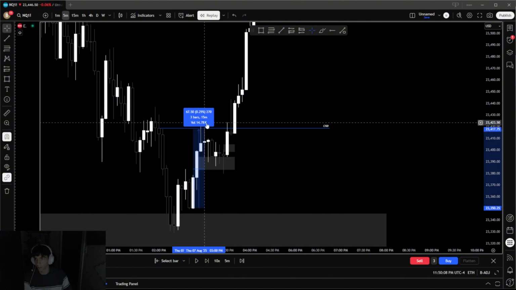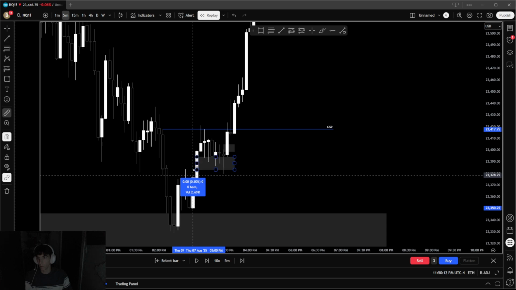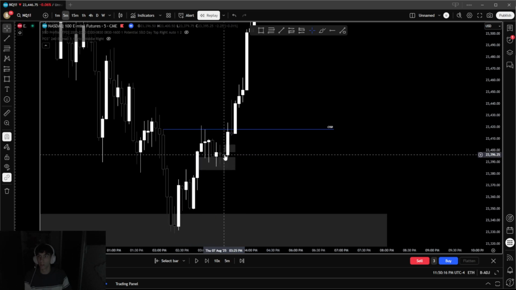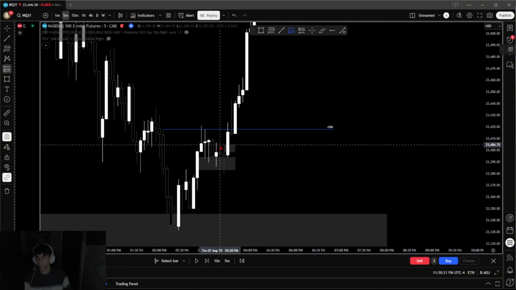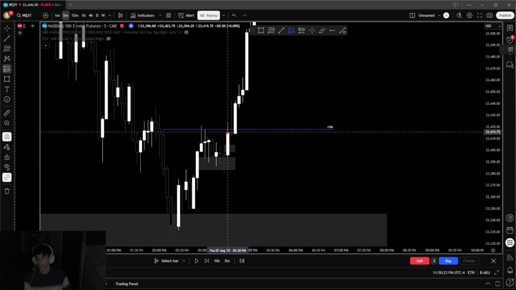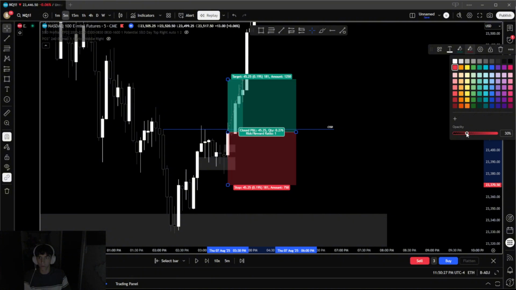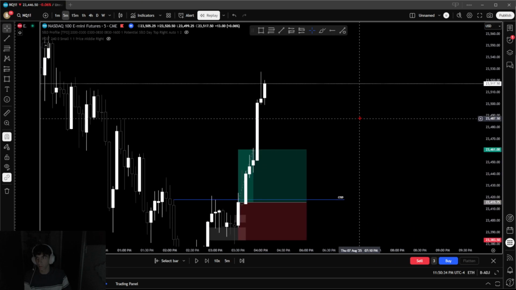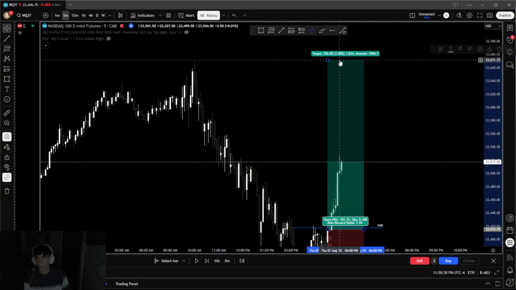Have our big displacement move. Didn't close above the change of state. This would be the only thing. We did create this fair value gap that we did tap into. We always closed above it, which would make me bearish. We just kind of consolidated. This would be my entry once we had this big candle. Let me tone down the red a little. I'd place my trade at the bottom of the fair value gap, targeting this internal high.